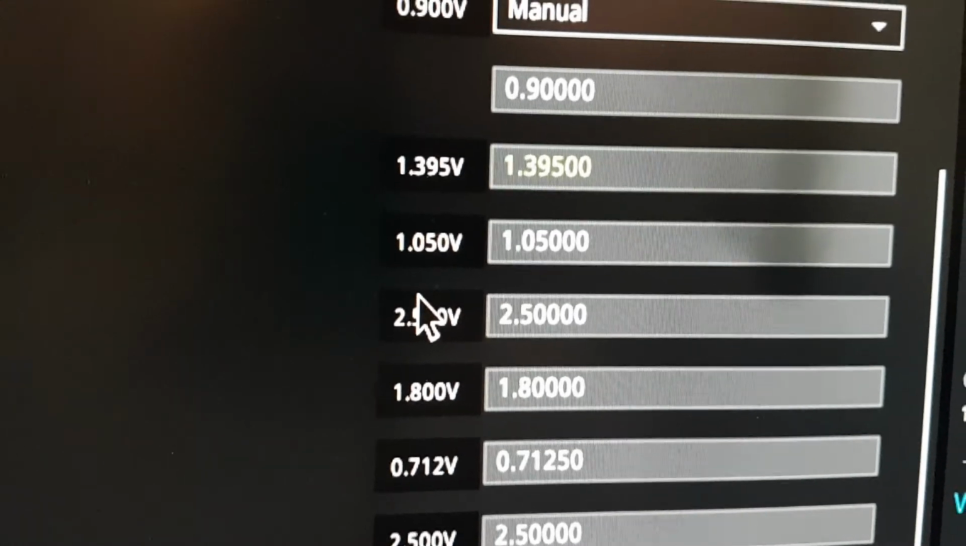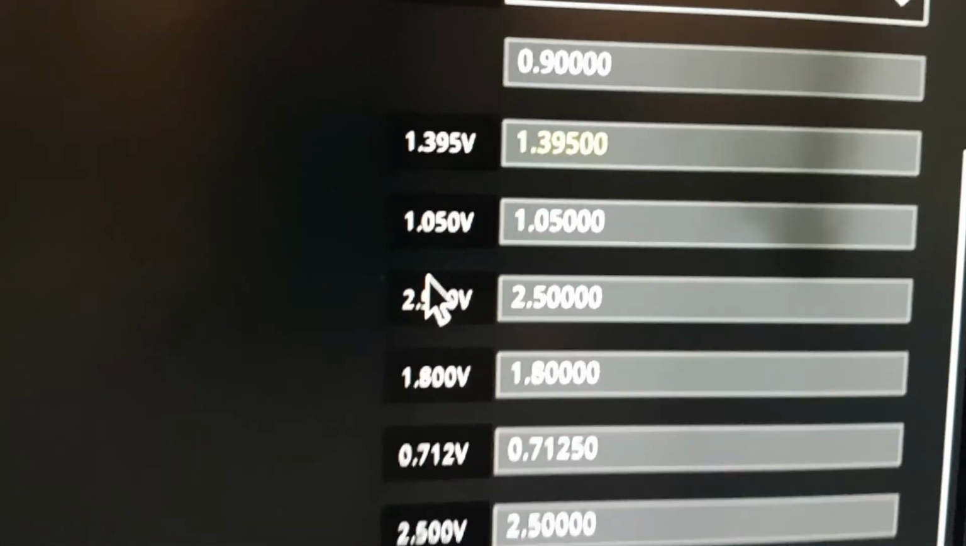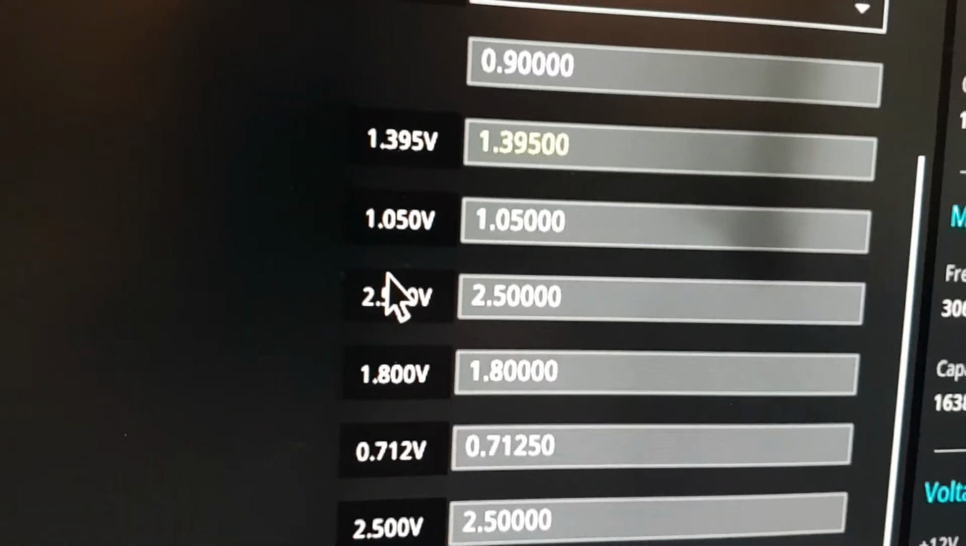What are your overclocking results with the 2000 series Ryzen? That would be interesting to know, like what temperatures, what voltages, and what frequencies you can be reaching.